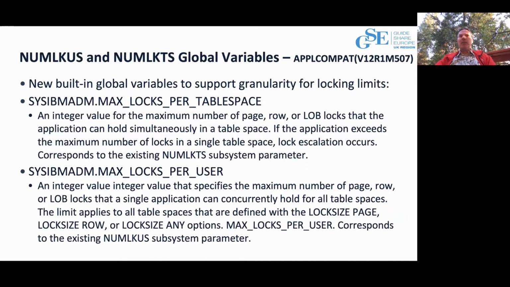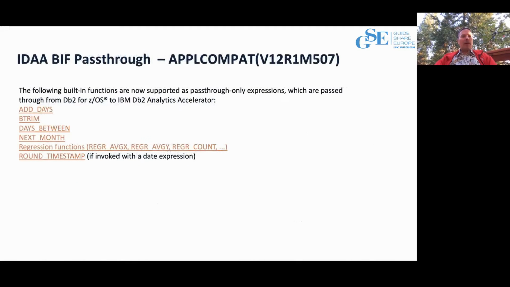And they were done as global variables because, again, you can have authorization. So you don't necessarily want to let everybody have as many locks as they want. That could be a bad thing, but you might have an application that you want to allow to have more locks than most other applications. So you can control that using the grant and revoke capability that global variables have. One more here. In M507, some additional pass-through built-in functions for IDAA.